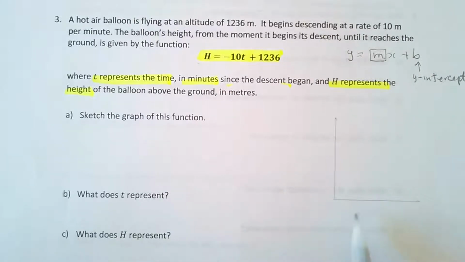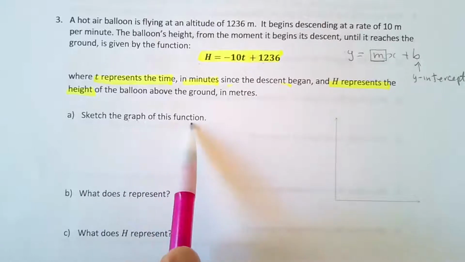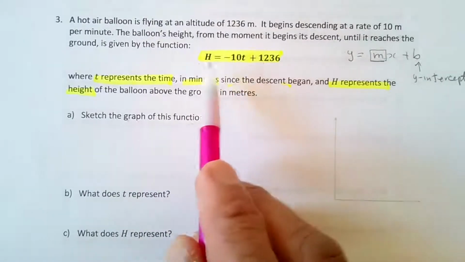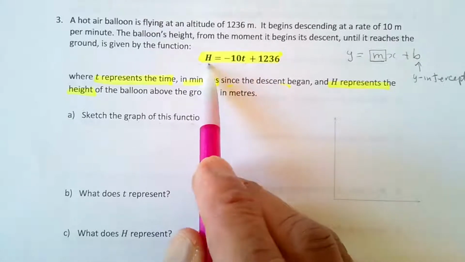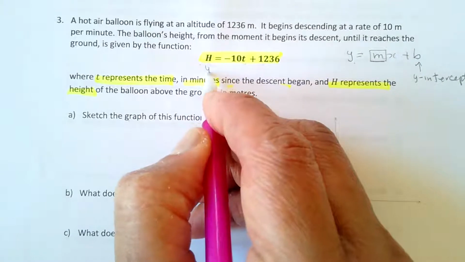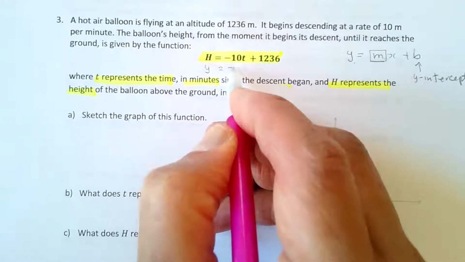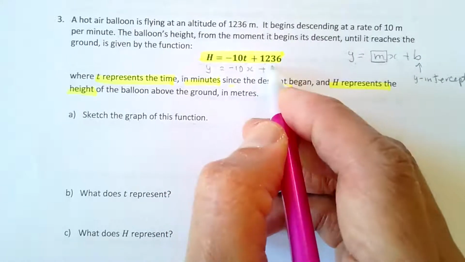So we'll do a sketch of it first. Okay. First of all, sketch of the graph of this function. But to sketch it, we need to interpret what this h and t represent. Now the h would be like your y. So we can make this a y. I'm going to write it back here, -10. And your x is like your t. And your b would be 1236.